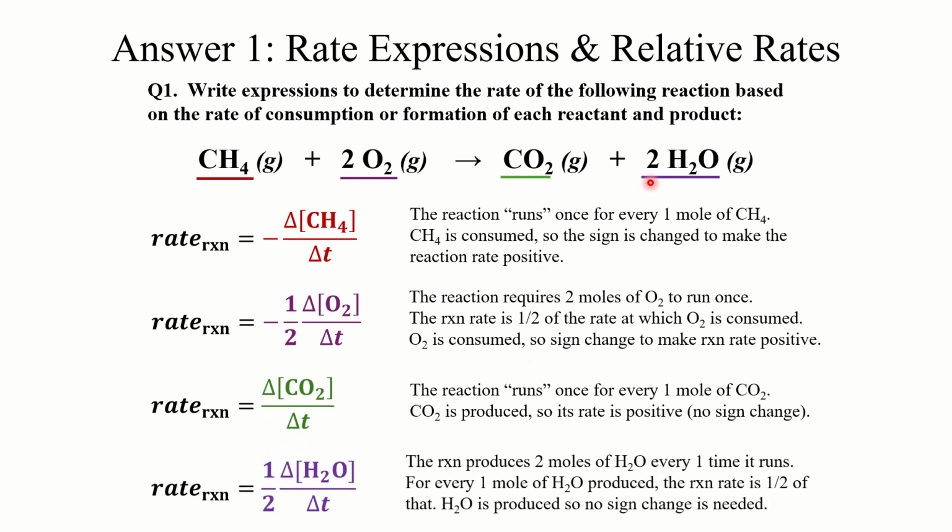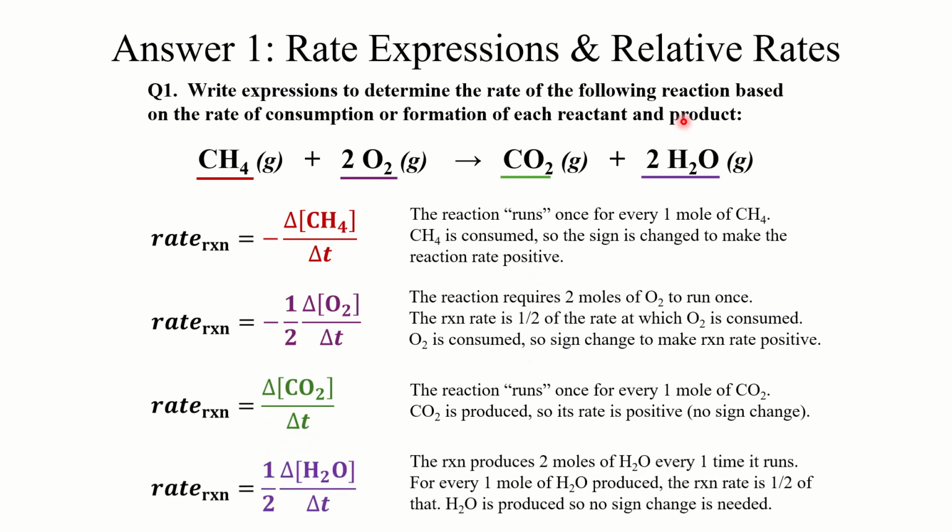And finally, H2O. Notice that the H2O is now going to be similar to the O2. For every time this reaction runs, 2 moles of H2O are produced. So the reaction produces 2 moles of H2O every one time it runs. Or we could say for every 1 mole of H2O produced, reaction rate is half that. So we need a half out front here. But since H2O is being produced, the sign is positive.